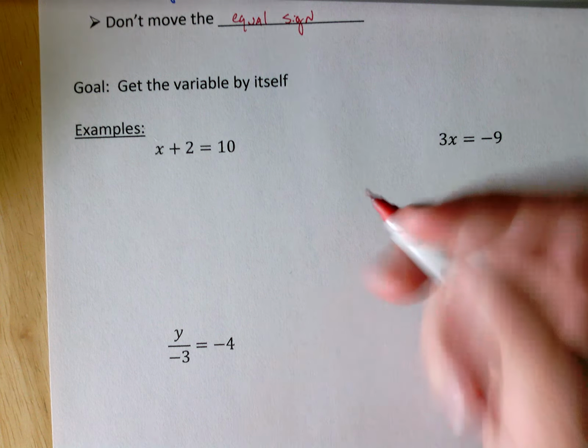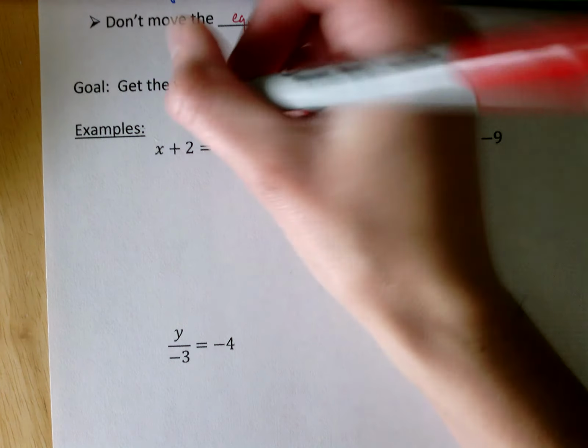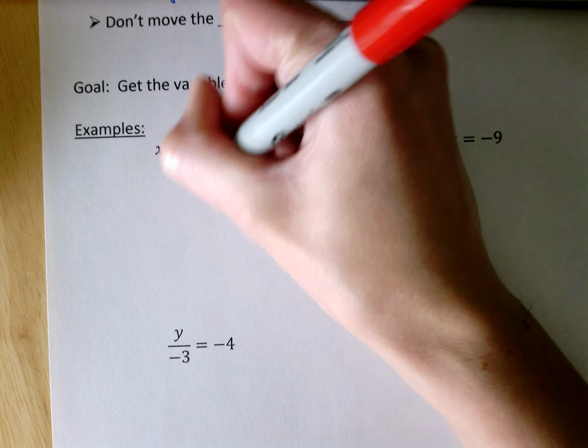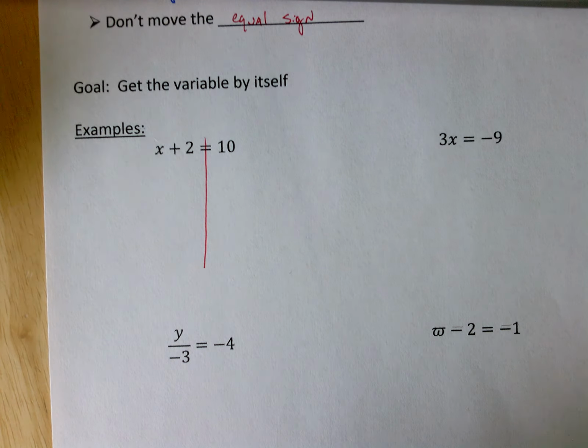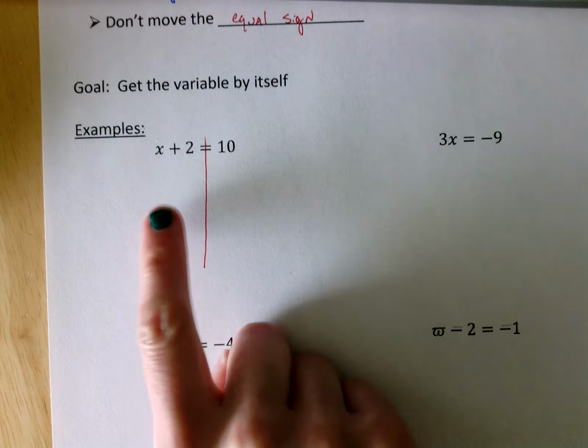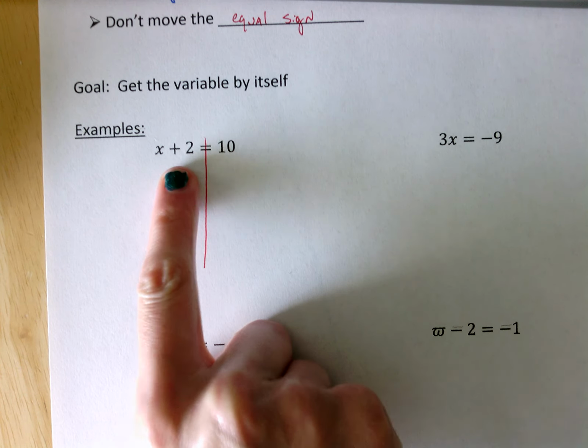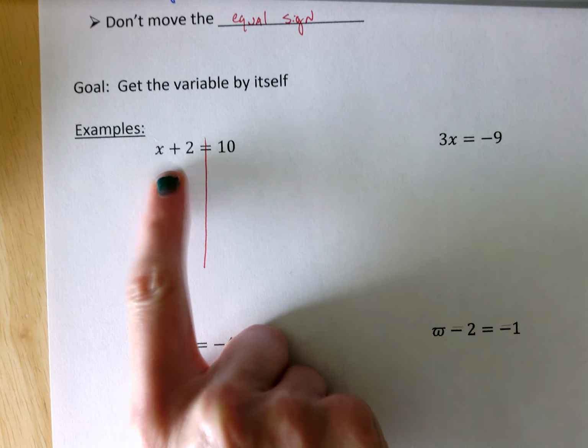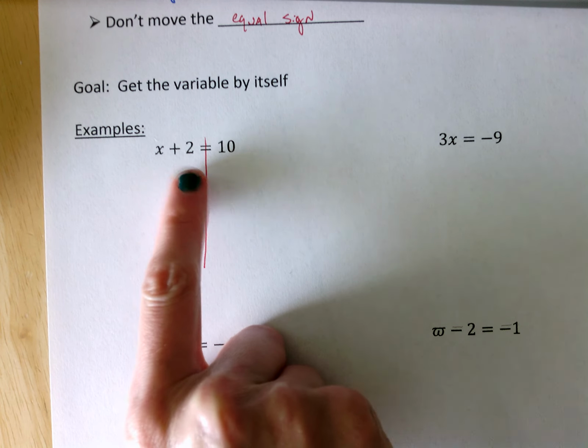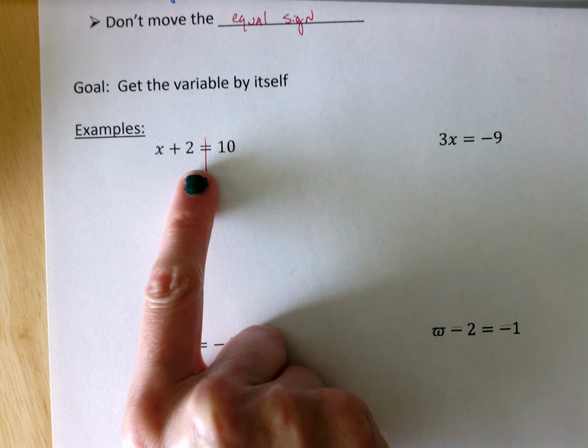So here's what we're going to do. First thing that I'm going to do is draw a line going down where my equal sign is, because that's going to help me keep my equal sign in the same spot. You don't want to make that mistake of moving the equal sign. All right, now I'm going to solve this equation using inverse operations. Right now, this says that we are adding 2 to our unknown. We want to get that unknown by itself, so I want to get this adding 2 out of here.